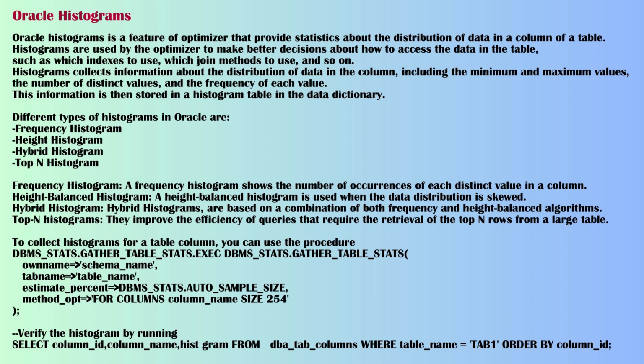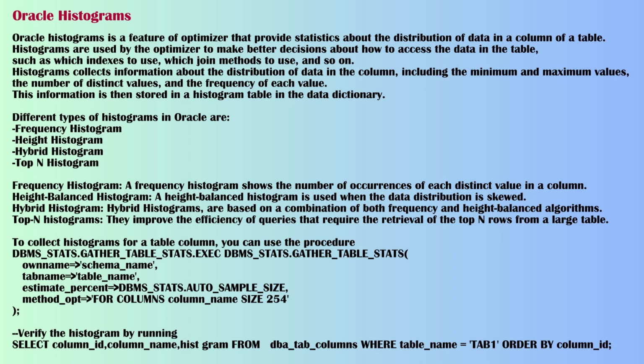Oracle histograms are a feature of the Oracle Database Optimizer that provides statistics about the distribution of data in a column of a table. Histograms are used by the optimizer to make better decisions about how to access the data in the table, such as which indexes to use, which join methods to use, and so on.